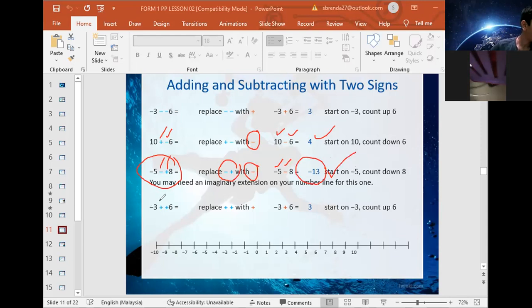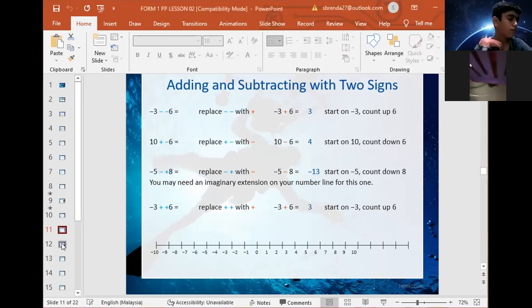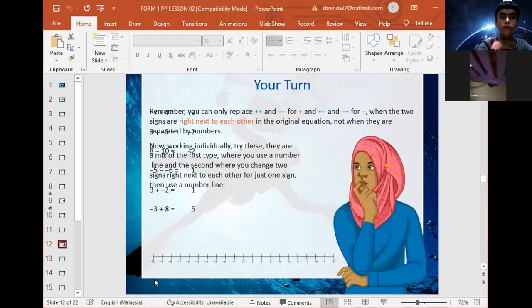These are all examples. And same goes here. If you have -3 plus +6, again, two plus symbols, you replace with one plus. It will become -3 plus 6. It will become 3. Okay, these are the questions with two signs. Two signs. Either it can be positive, negative, or positive, positive. All right. I hope you are following me. Okay. Later we will see some questions.